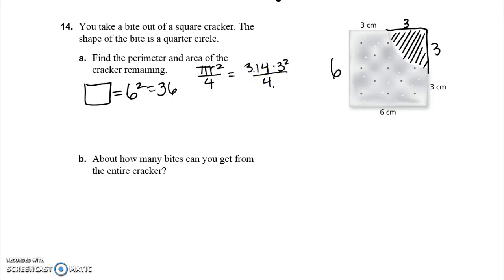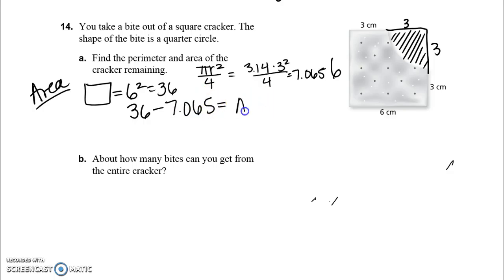So the bite was 7.065. So then you take 36, this is area by the way. You take 36 and subtract 7.065, and the new area is 28.935 centimeters squared.